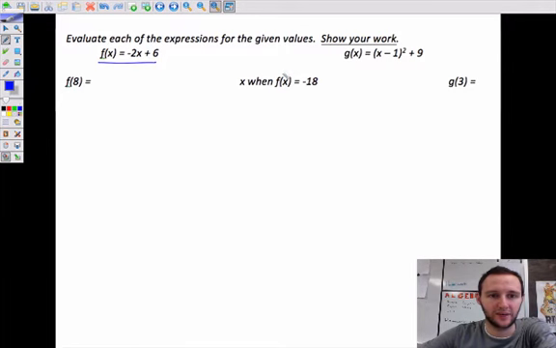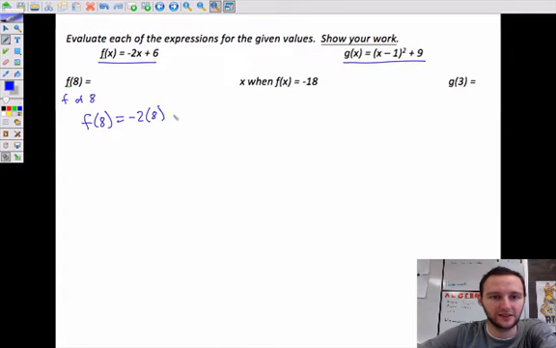Here's f of x equals negative 2x plus 6. Here's g of x equals x minus 1 squared plus 9. We are evaluating the expressions for the given values. This is f of 8, which means I'm taking x and replacing it with 8. So f of 8 equals negative 2 times 8 plus 6. That's negative 16 plus 6, which is negative 10. My final answer: f of 8 equals negative 10.